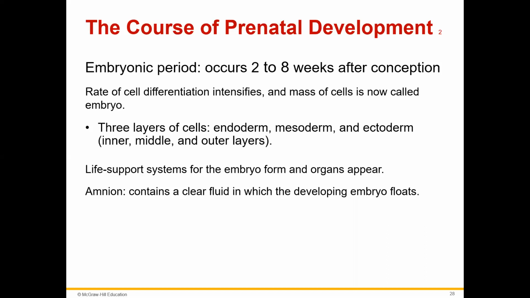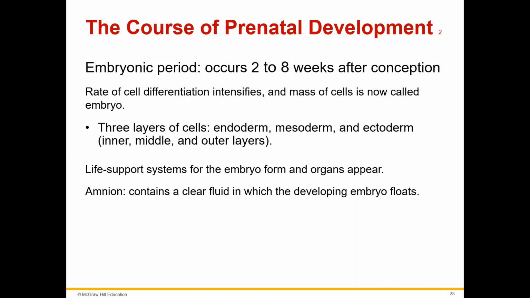The life support systems for the embryo form during the embryonic period, and organs appear through a process called organogenesis. I have that on a slide coming up, anyways.